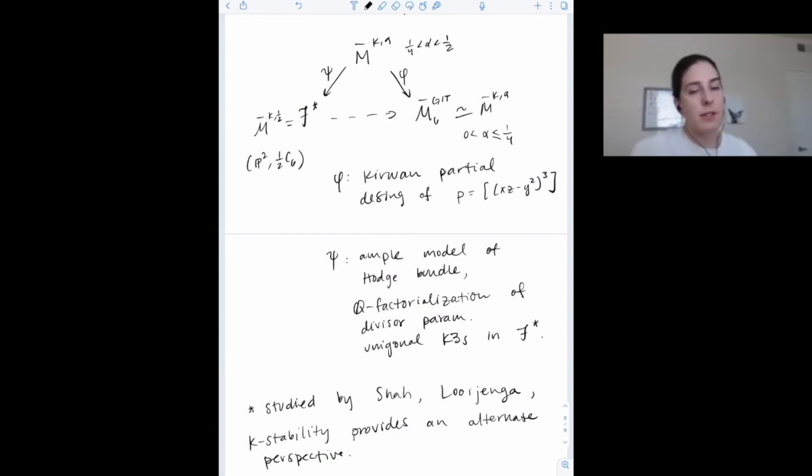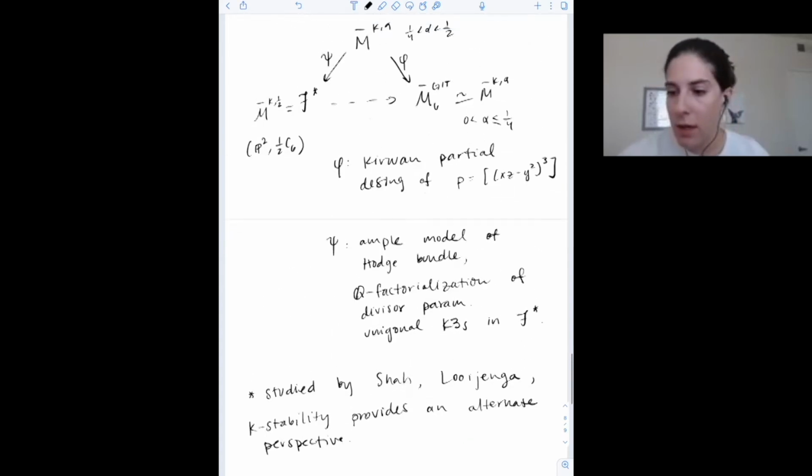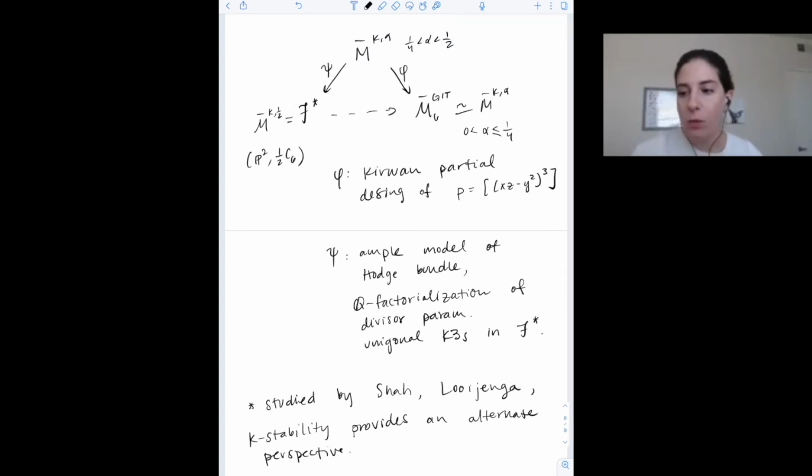So with this idea in mind, we can ask ourselves what happens for quartic K3s in the next case. And maybe the goal would be to have a similar picture. We have the Baily-Borel moduli space of quartic K3s. We have many other moduli spaces. We have, in this case, not a GIT moduli space of plane curves, but a GIT moduli space of quartic surfaces in P3. And we could ask ourselves how one can interpolate between these two moduli spaces.